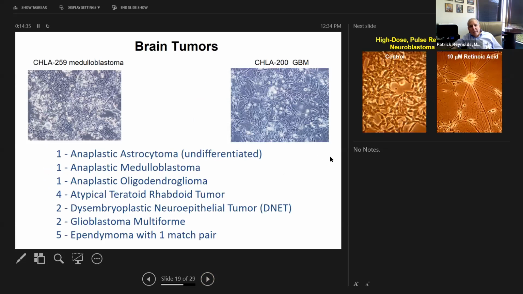And the brain tumors, again, it's only cell lines, and this shows you some of the morphology that we see with these that grow. We've got a spectrum. It's unfortunately limited numbers, because we get limited numbers of samples, but we've got anaplastic ganglioglioma, a medulloblastoma, an oligodendroglioma, 4 ATRTs, 2 DNETs, 2 GBMs, and then 5 ependymomas, and one of these is a matched pair of pre-therapy, post-therapy.